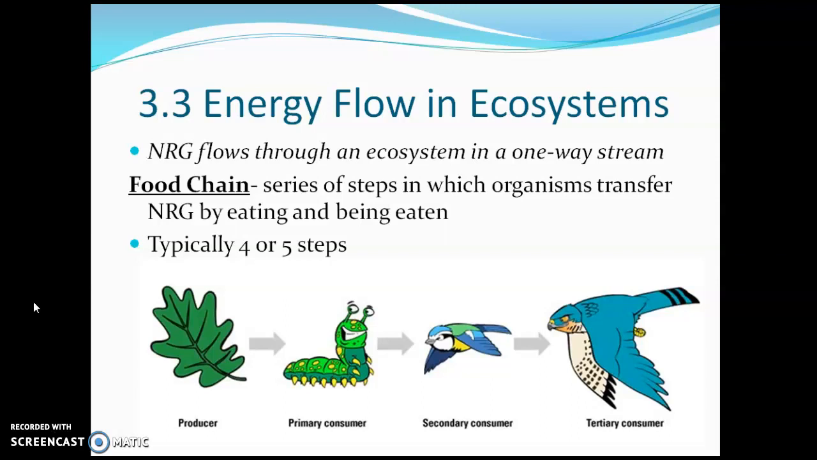Okay, so here's an example of one. We have a four-step food chain in this diagram where we have a producer, looks like some sort of a tree, like an oak tree, and a primary consumer, which would eat a producer. Primary means first. This would be a caterpillar. And then a songbird, which would eat the caterpillar, is called a secondary consumer. And then tertiary, which means three, would be a consumer, third step. So we have some sort of a hawk or a predatory bird eating the songbird.